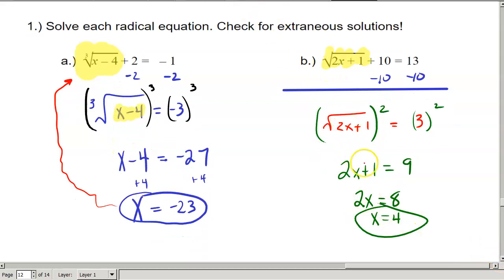Again, check for extraneous solutions. That means let's plug it back in here and make sure it works. And it does. Everything should be fine there. You're going to have 13 equals 13, and there should be no problems there.